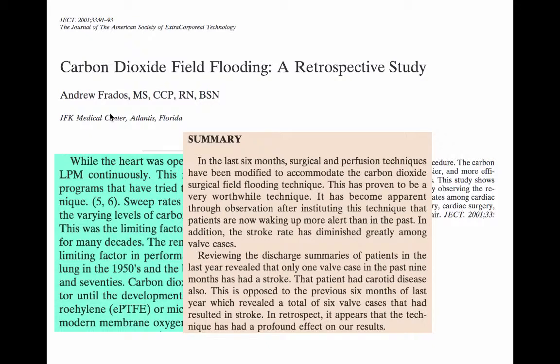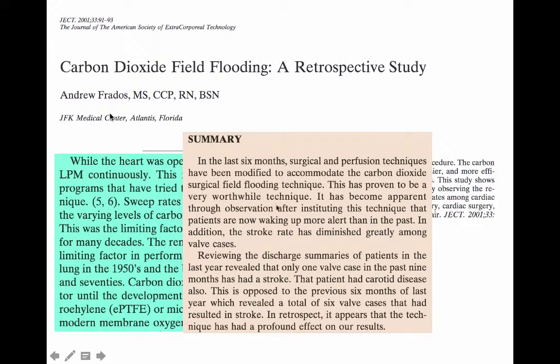So since some of the early studies, oxygenators were not as efficient as they are today. We were not able to just simply turn up the sweep rate and get rid of that CO2. But today we have very efficient oxygenators. And so their summary statement was, it was interesting because they described that in the last 6 months, surgical and perfusion techniques have been modified to accommodate the carbon dioxide surgical field flooding technique, and this has been proven to be a very worthwhile technique in their observations.